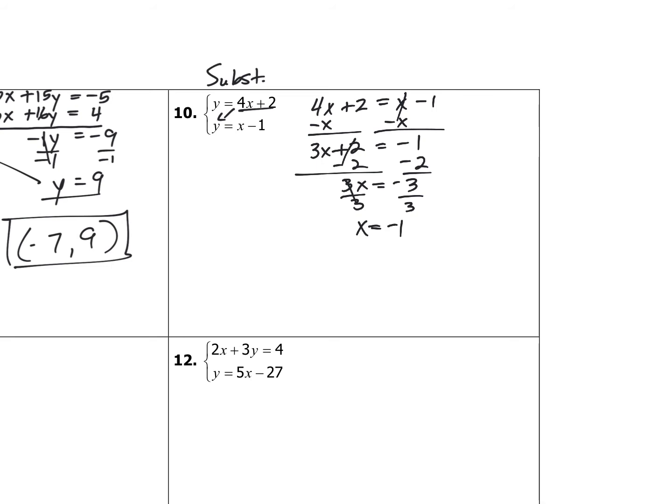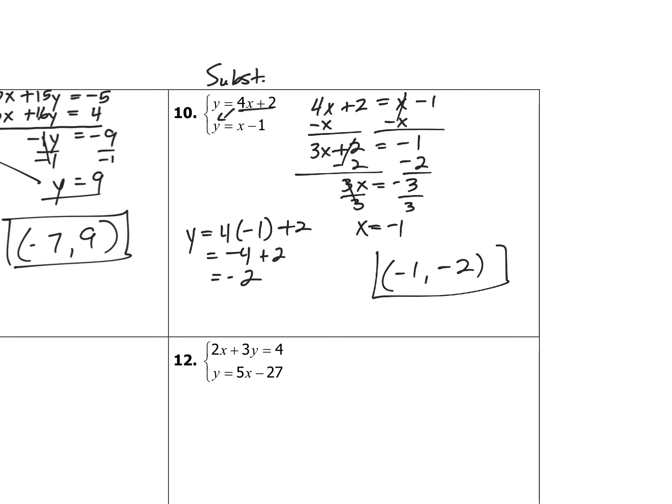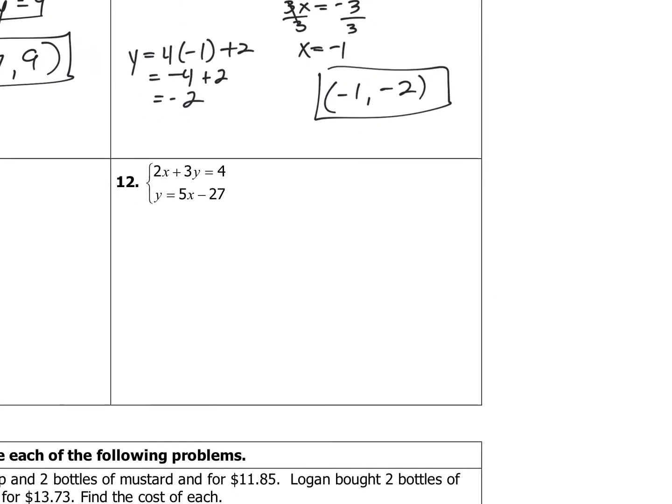Once you get what x equals, you can substitute it back into either of your original equations. So y equals 4 times -1 plus 2. That's -4 plus 2. That's -2. So the solution, the place where these two lines intersect on a graph, is -1, -2.